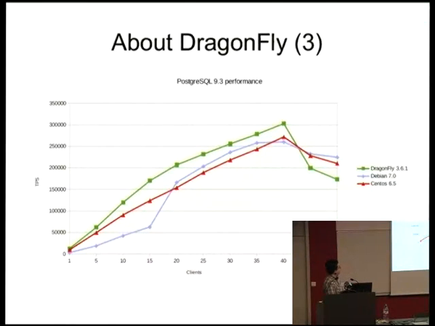A graphic speaks more than a few words, so this is a Postgres benchmark showing the scalability of a few operating systems, DragonFly compared to two Linux-based operating systems, and DragonFly is on the top.